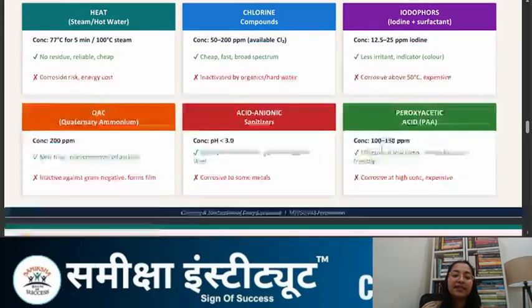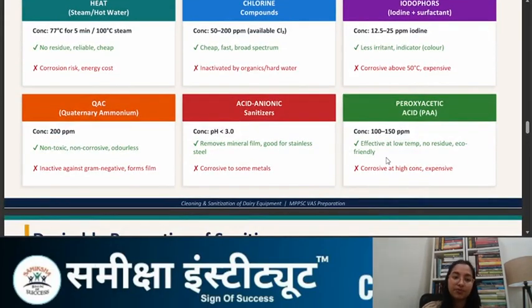Apart from these three, we also have quaternary ammonium compounds, QAC, up to the level of 200 ppm. Issues include that it is inactive against gram negative bacteria and it also forms a film. But there are also advantages. Very routinely quaternary ammonium compounds are used at the field level, because these are non-toxic, non-corrosive and have odorless action. Apart from this, acid anionic sanitizers are also there, with pH less than 3. Why is pH less than 3? Because these are acidic in nature. So what will happen? It will remove the mineral film.